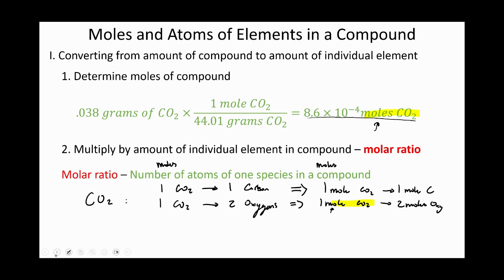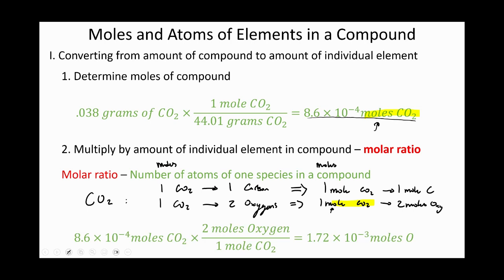You can do a conversion here where you say those 8.6 times 10 to the minus 4th moles multiplied by this ratio. We said that for every 1 mole of CO2, there's 2 moles of oxygen. You can make that into the ratio of what we have below, because this is effectively the same as saying 1 mole CO2 to 2 moles of O, and then you make this conversion factor right here. You end up with the 1.72 times 10 to the negative 3rd moles of oxygen.